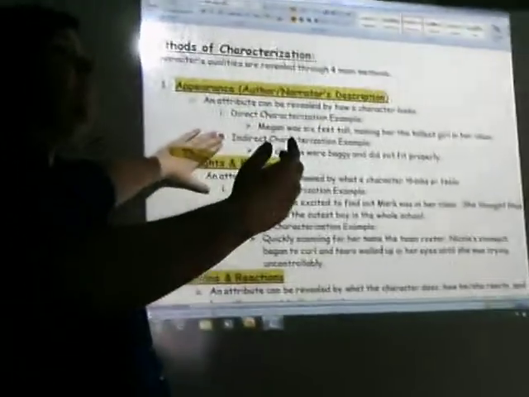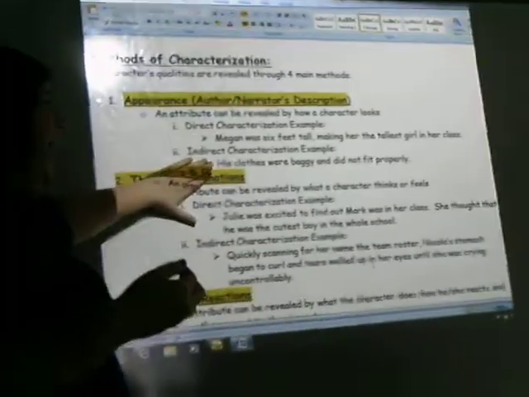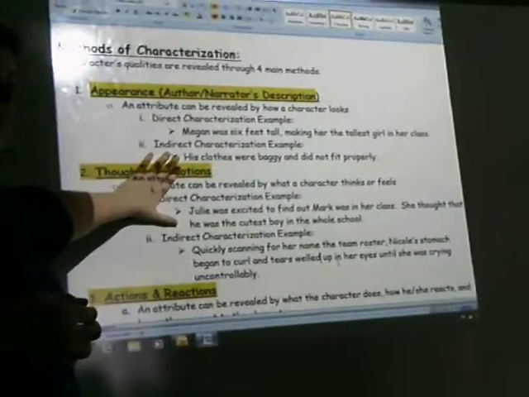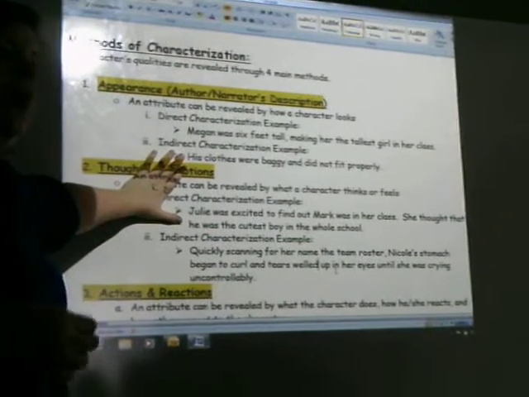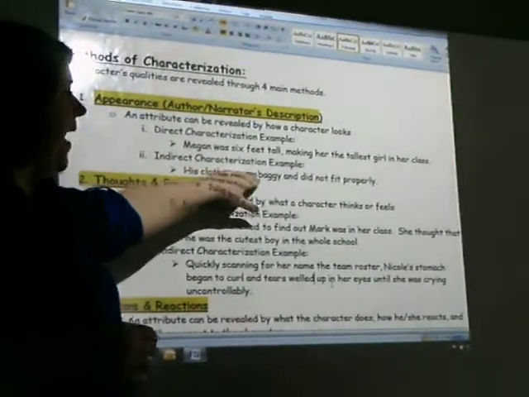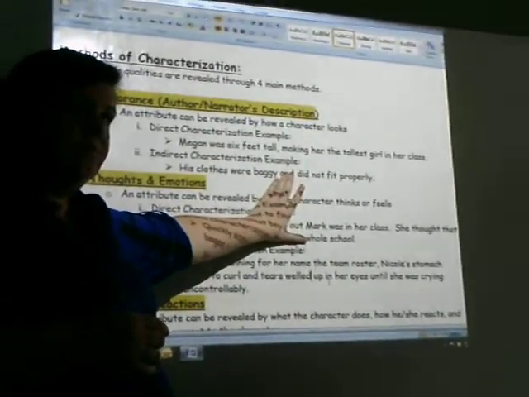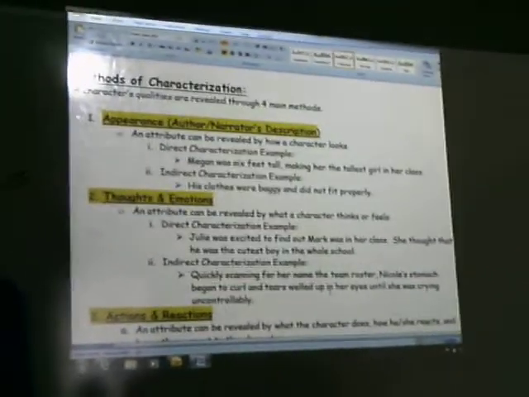So this is something the author wants you to use to infer about the character. You need to figure something out about the character based on this statement. His clothes were baggy and did not fit properly. Think about it for a second. If you were reading that in a story and a character comes walking by and the author tells you his clothes were baggy and did not fit properly, what would you naturally assume about that character?